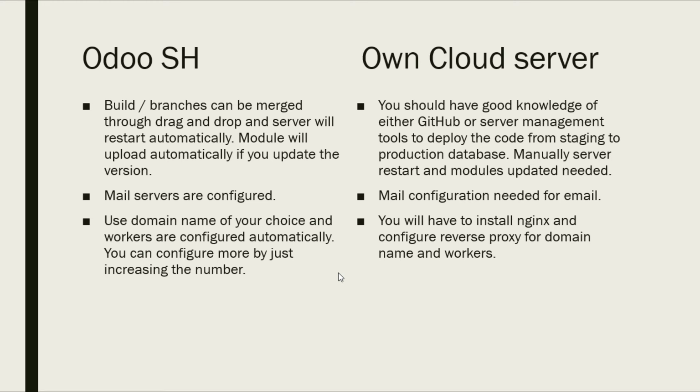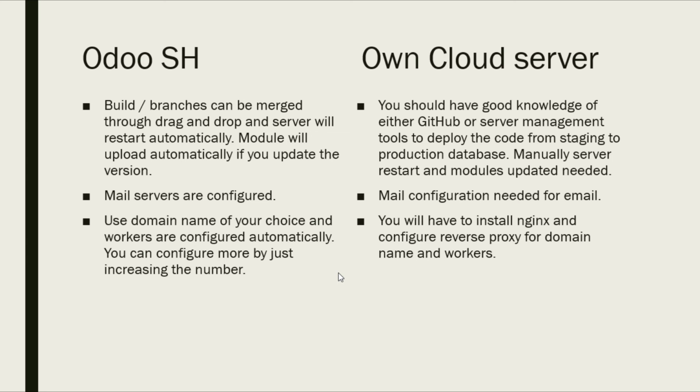But on the other side, you should have good knowledge of GitHub or some server management tool to deploy the code from staging onto the production database, and a manual server restart and module upgrade will be needed. On Odoo SH, mail servers are configured by default, and you can send and receive emails in Odoo. But on the other side, you will have to configure the outgoing and incoming mail servers if you want to send and receive mails in Odoo.